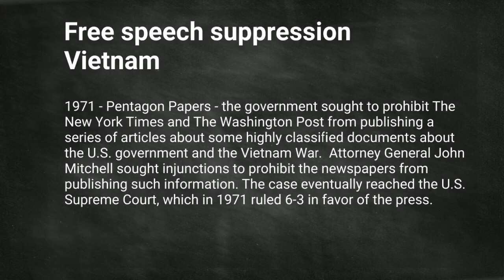1971, the Pentagon Papers. The government sought to prohibit the New York Times and the Washington Post from publishing a series of articles about some highly classified documents about the U.S. government and the Vietnam War. Attorney General John Mitchell sought injunctions to prohibit the newspapers from publishing such information. The case eventually reached the U.S. Supreme Court, which in 1971 ruled 6-3 in favor of the press.